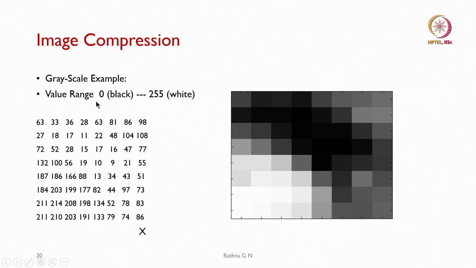The first one is a grayscale example. The values we will be representing are 0 to 255, where 0 represents black and 255 represents white, and in-between values are different levels of gray. As x, these are the values you will have in the matrix. You will see some of them are 214, 208, 198 and others. The first one is 63.